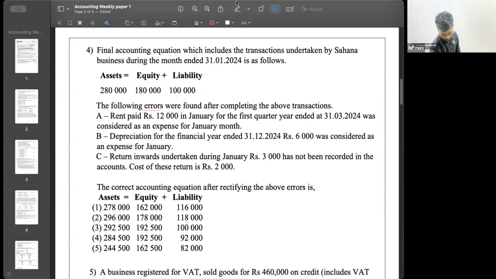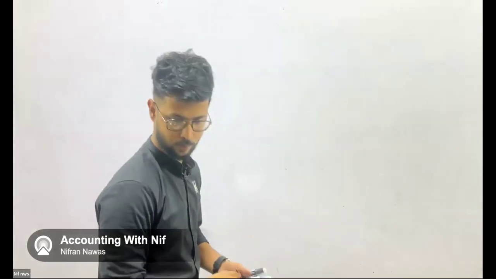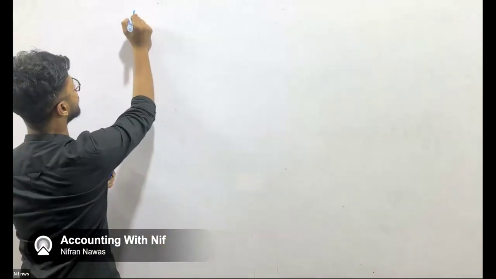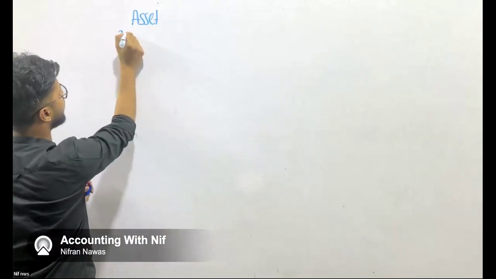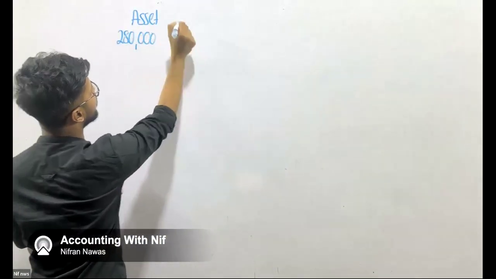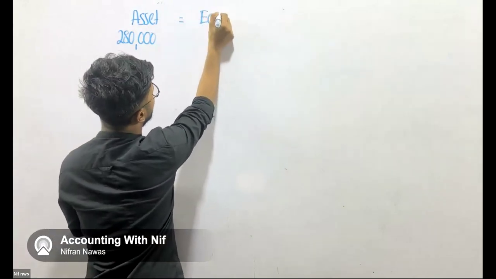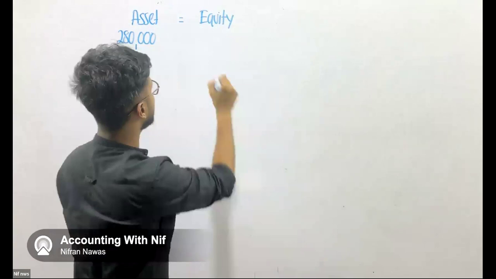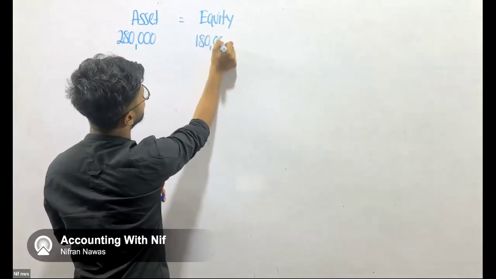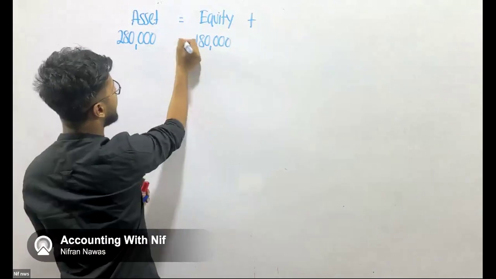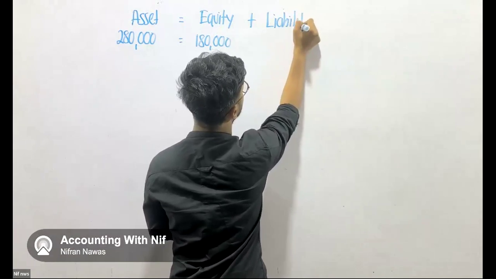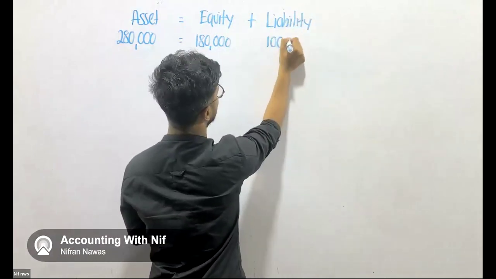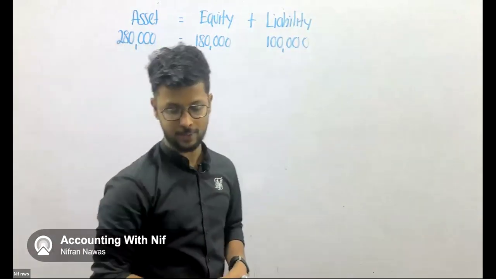Okay. So now let me write down the accounting equation on the board. We have asset, that's 280,000. We have equity, that is 180,000. We have liability, that's 100,000. Okay. So now what's the first adjustment?